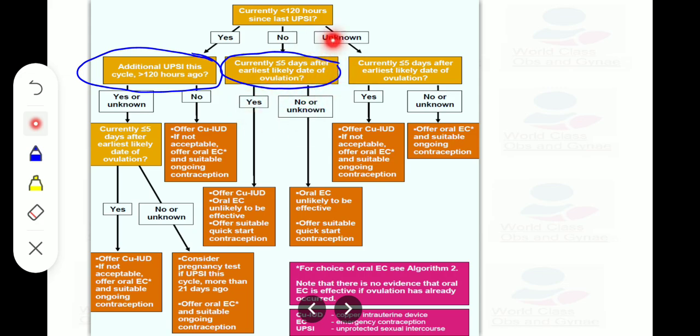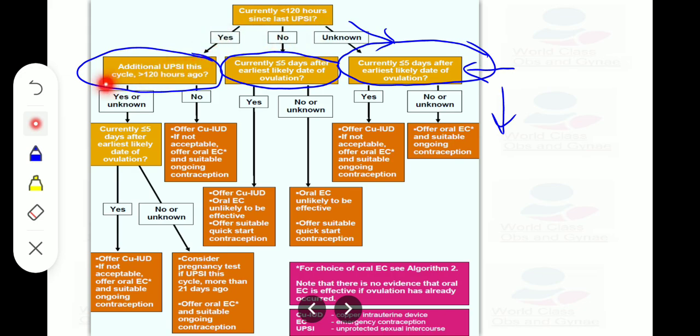But if the patient says, I don't know whether 120 hours have passed or not, that situation is unknown. So we see whether she is currently less than 5 days after the earliest likely date of ovulation or not, and follow this algorithm. In each and every step, you have to understand in which direction we are going. So let us start from here: yes, there are less than 120 hours since the last OPC.